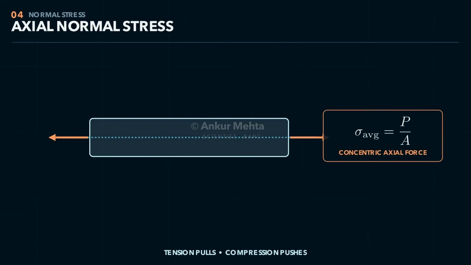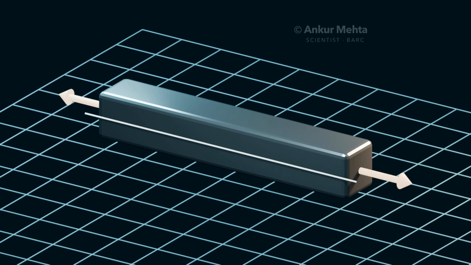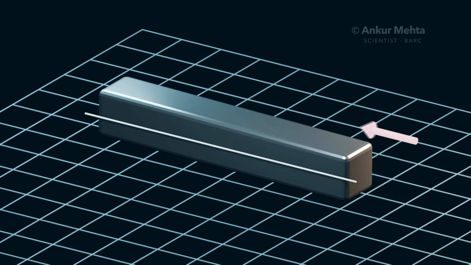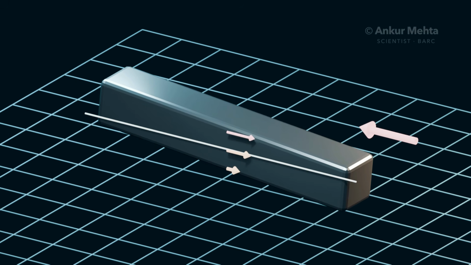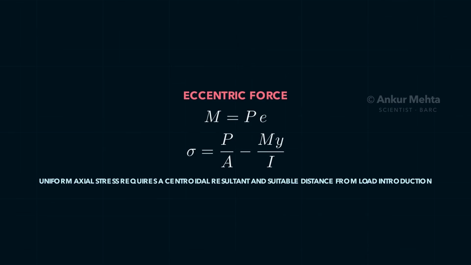Normal stress acts perpendicular to the selected cross-section. For a straight prismatic bar carrying a concentric axial force, the average normal stress is sigma equals P divided by A. Pulling produces tensile stress, pushing produces compressive stress. Far from the load introduction, a homogeneous bar with a centroidal force can have an approximately uniform stress distribution. The formula is an average.